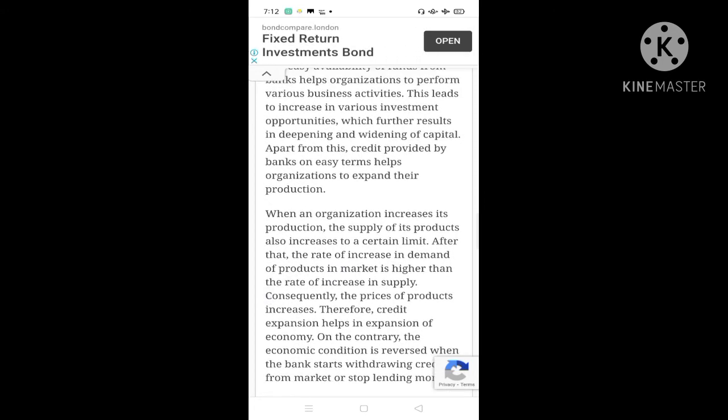When an organization increases its production, the supply of its products also increases to a certain limit, isn't it? After that, the rate of increase in demand for products in the market is higher than the rate of increase in supply. When demand is higher than supply, the price will increase. Therefore, credit expansion helps in expansion of the economy. This is how the expansion of credit helps in the growth of an economy.